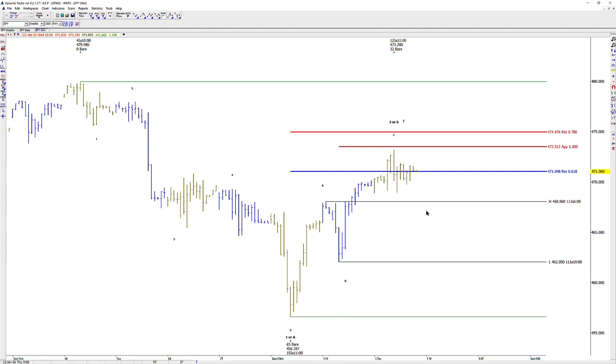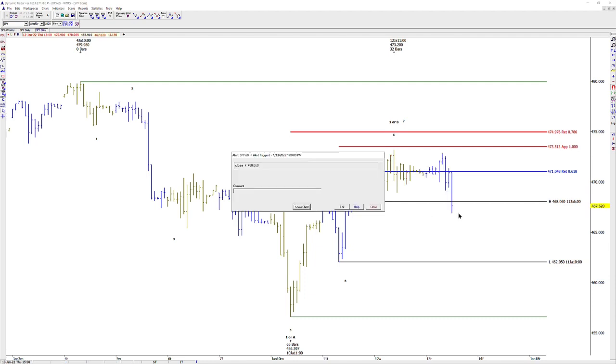So I'm going to add some data on here, and then we'll come back and take a look at where we're at. So there we go. As of the last bar in the 60-minute chart, the SPY indeed came down, and traded well into the range of what we had labeled as the wave A high. My price alert went off.